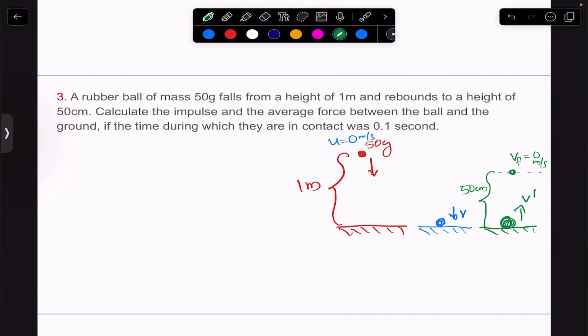Now the question was to calculate the impulse and the average force between the ball and the ground if the time during which they were in contact was 0.1 second. Now let's write what is given. Mass of the ball is 50 gram, which is equal to 50 times 10 to the power minus 3 kilogram. And what else is given?